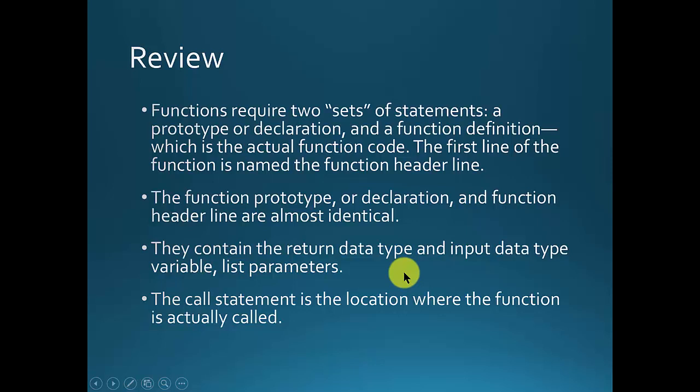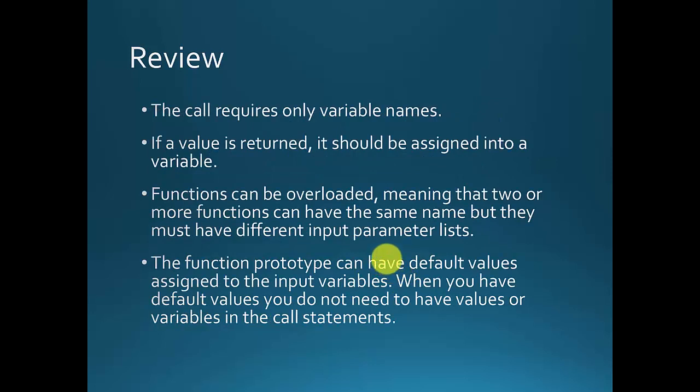And then the call statement is the location where the function is called. That's often in main, but you realize that functions can call other functions, so it can also be in another function as well. Remember, the call requires only the variable names or the values. Don't get in the habit of copying your function prototype into main in order to make a function call, because then you have all the type names, and that will mess up your function call. Just write it. It's easier.